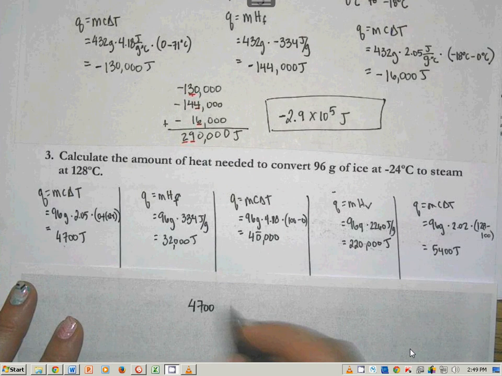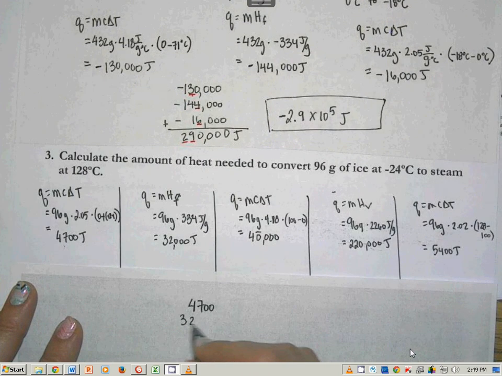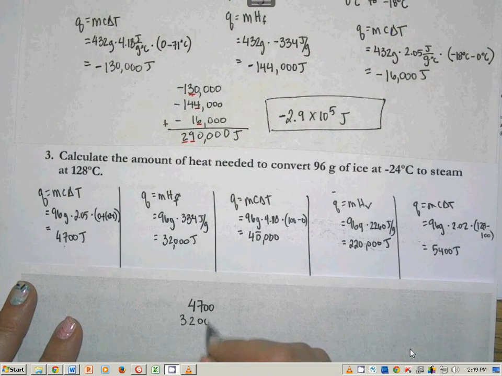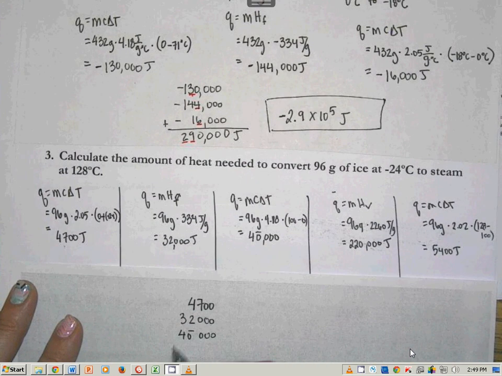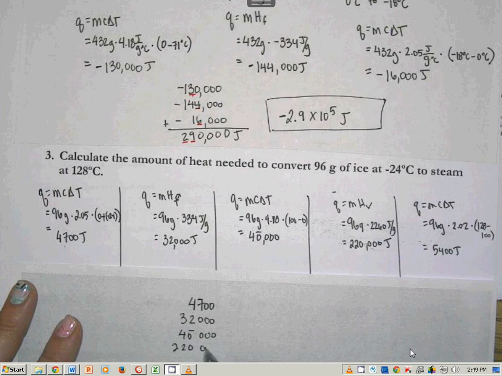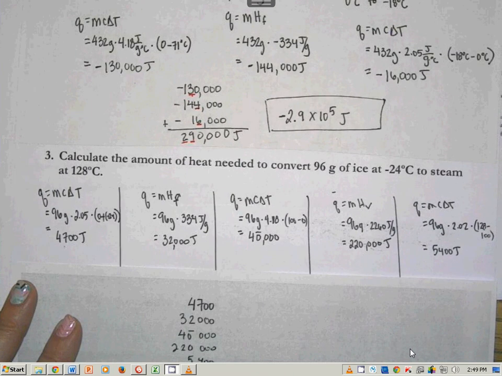Here, how about this? We'll pre-plan it, okay? Here's one. We can at least plan it. Calculate the amount of heat needed to convert 96 grams of ice at minus 24 to steam at 128.